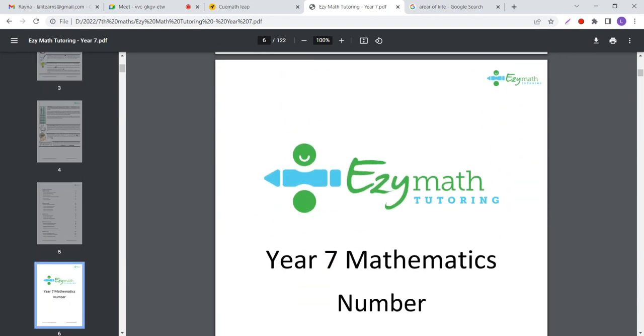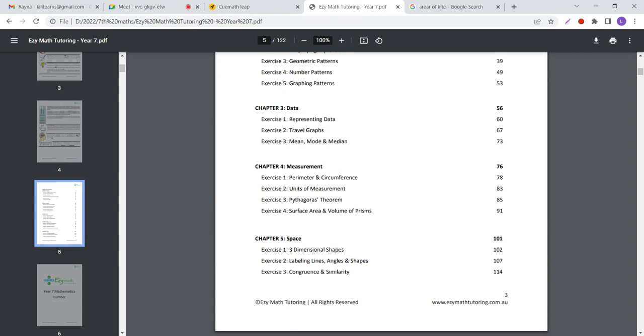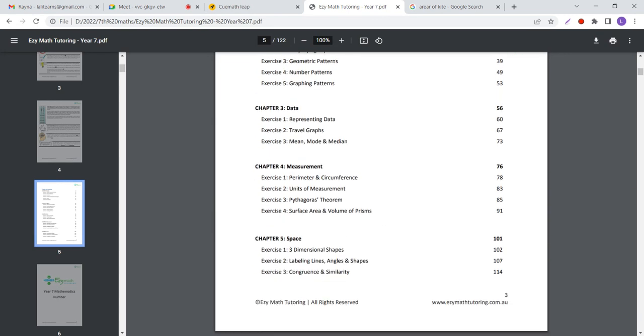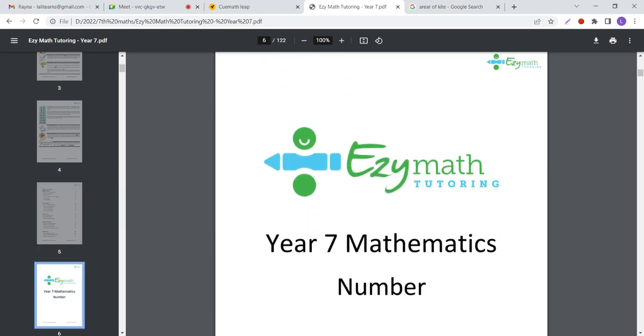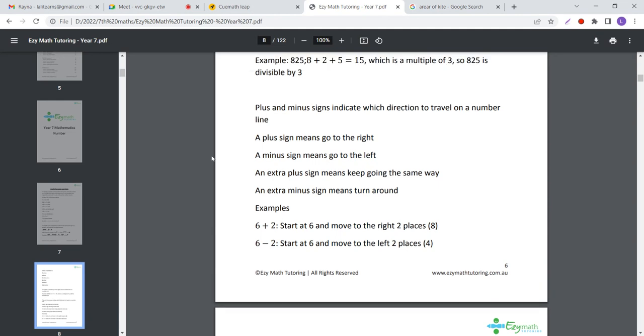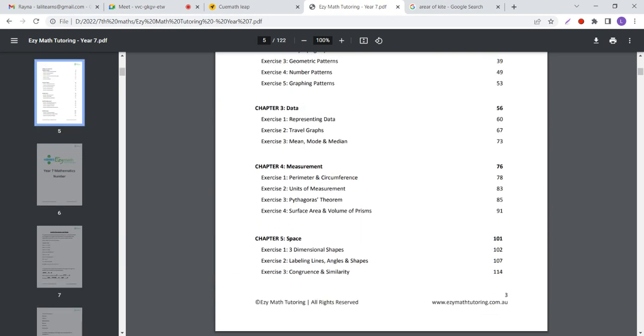Now what? Perimeter, circumference, units of measurement, Pythagoras theorem, surface area, and volume of prisms. Okay, just a second. Let me try and get questions from your textbook. Somehow I managed to download the Australian school curriculum textbook. So let's see.